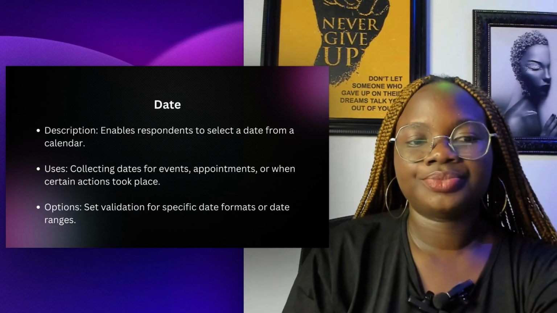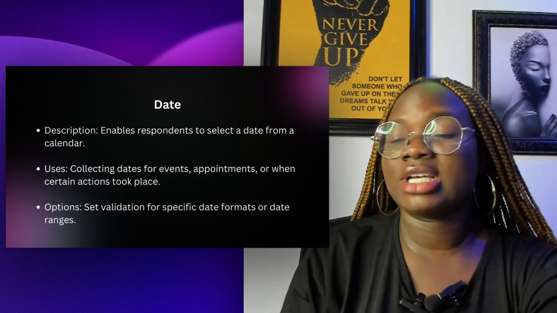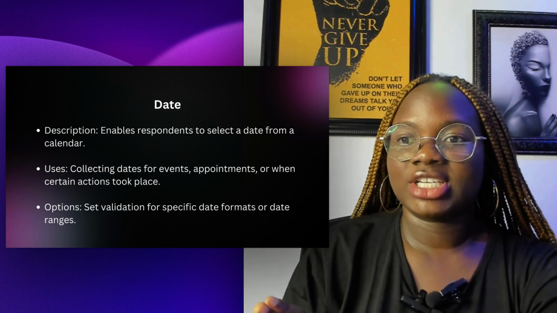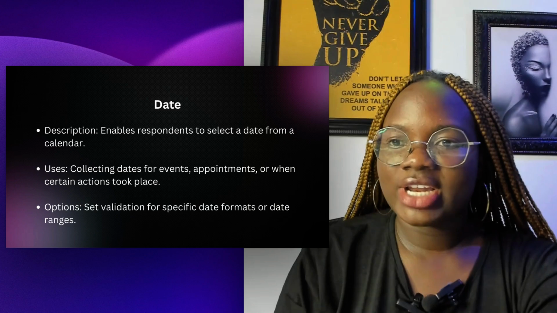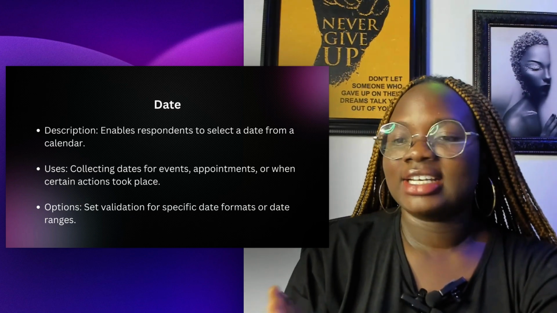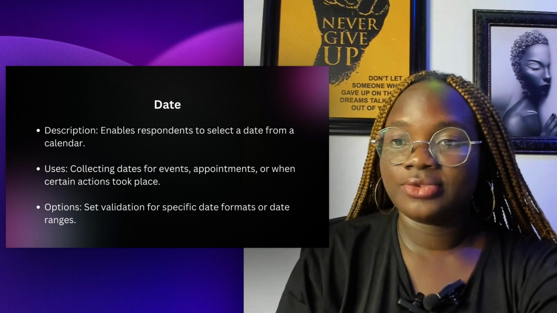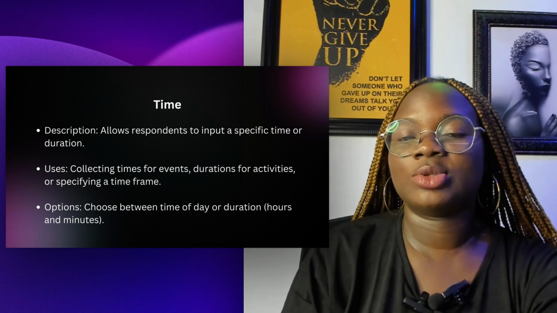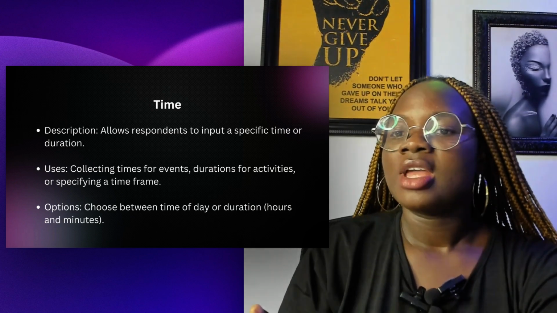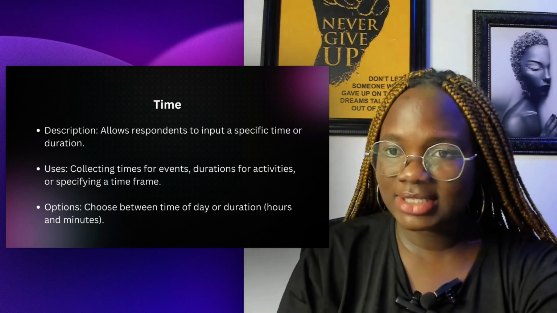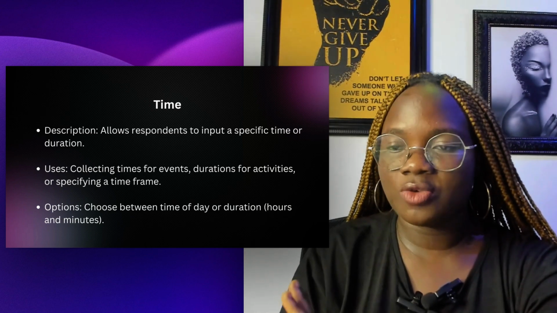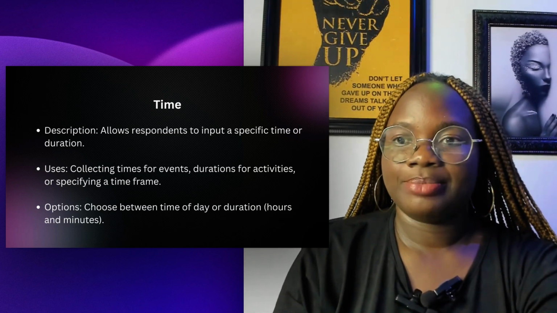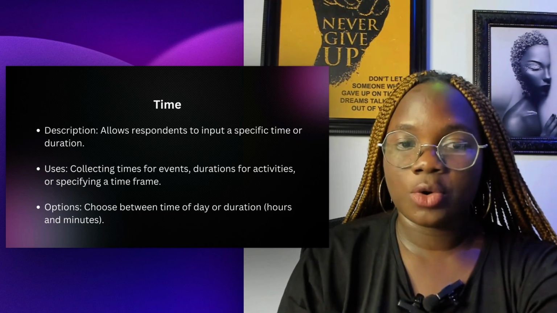Okay, so for dates, it just allows the respondent to pick a date from the calendar. So let's imagine that I want to ask them, when would you like us to have our first meeting? Then they can pick the date which is suitable for them from the calendar. And for time, if you want to ask them to pick a specific time or duration, the most convenient time for them to meet, that is where the time field comes in.